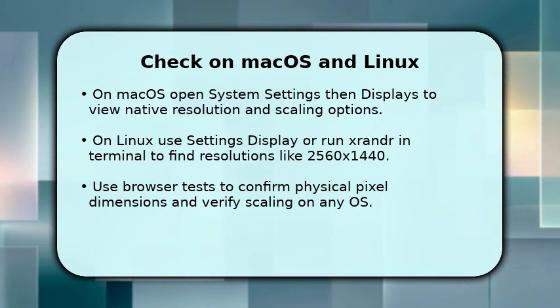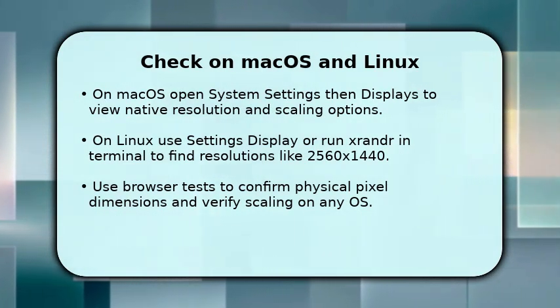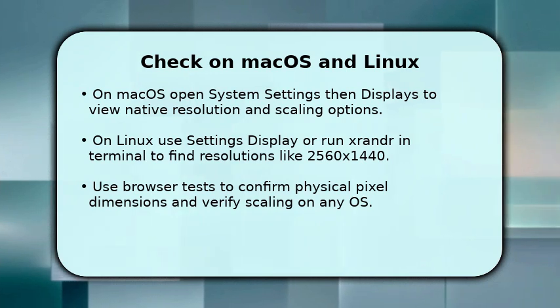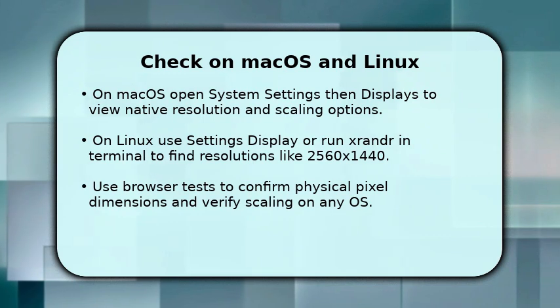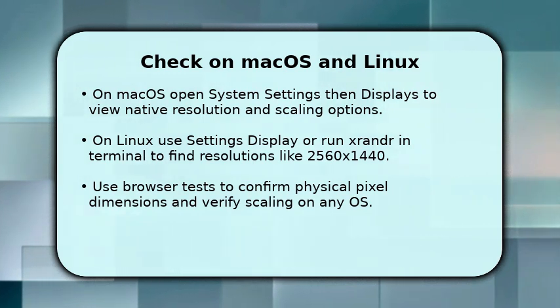On Mac OS, open System Settings and click Displays to view the current resolution and scaling. Mac OS may report Retina scaling. Enable Default for display to see native pixels.